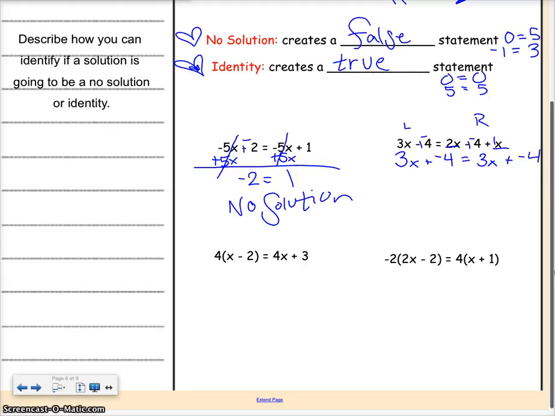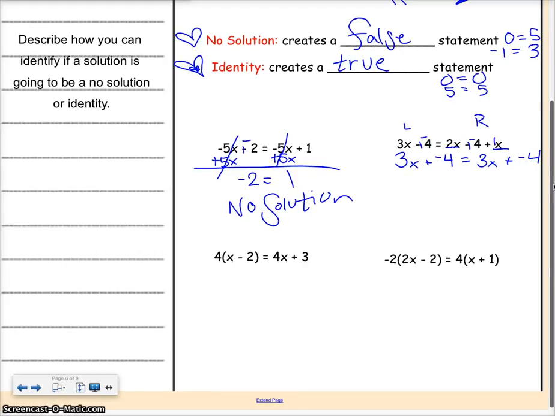That's true. But if your eyes can't visualize that, solve it as normal. Subtract 3x, get it to one side. The x's cancel. -4 is left. Hey, my variable disappeared. This is a special solution. What kind of special solution? It's true, so it's an identity. Using that vocab word, don't just write true. I want you to know what identity means.